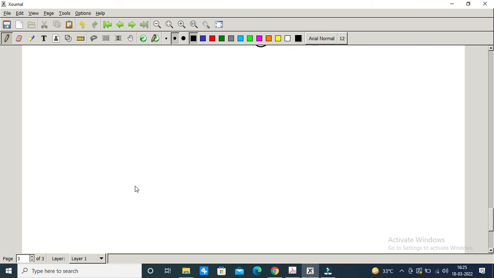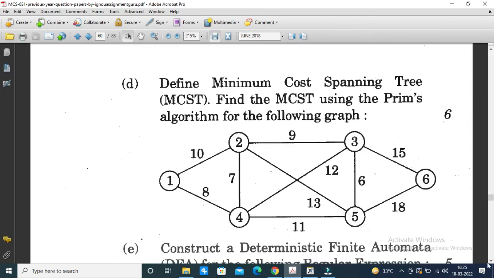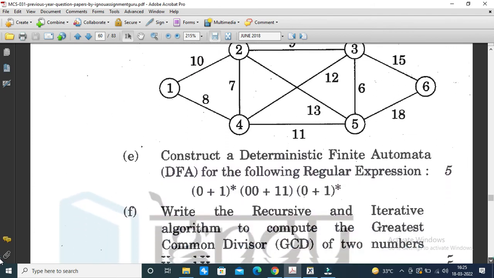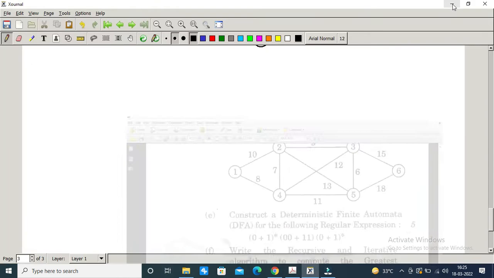Okay. Now the next question is your DFA question, right? The question is: construct a deterministic finite automata for the following regular expression. For that we must understand what is finite automata, what is deterministic finite automata, and what this regular expression says, right?